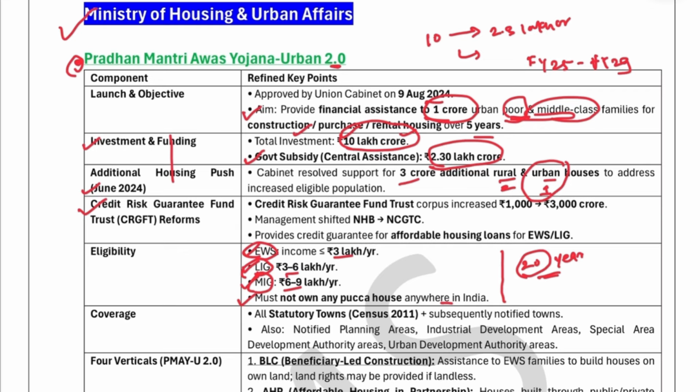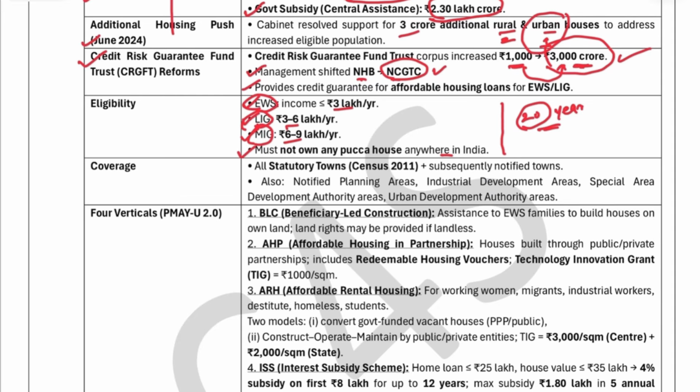There are some updates also in the Credit Risk Guarantee Fund Trust. These are important. Questions can be from these areas also. The limit or corpus fund of the Credit Risk Guarantee Fund Trust is increased to 3,000 crore. Earlier it was 1,000 crore, but now it is 3,000 crore. This is very important, and this particular fund will now be managed by the National Credit Guarantee Trust Company. Earlier it was managed by the National Housing Bank, but now it will be managed by NCGTC. Its role will be to provide the credit guarantee. Of course, remember 3,000 crore is the corpus fund right now.